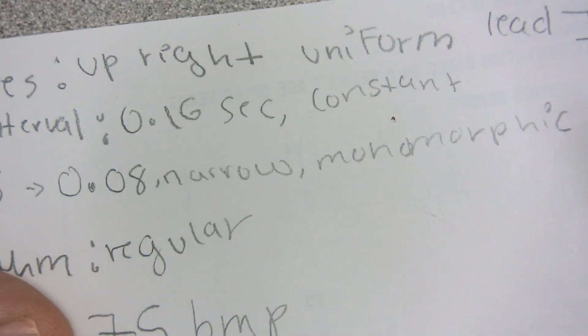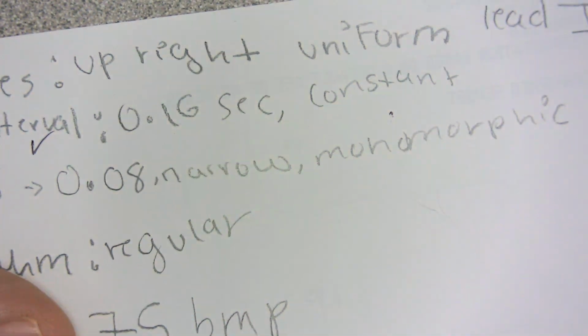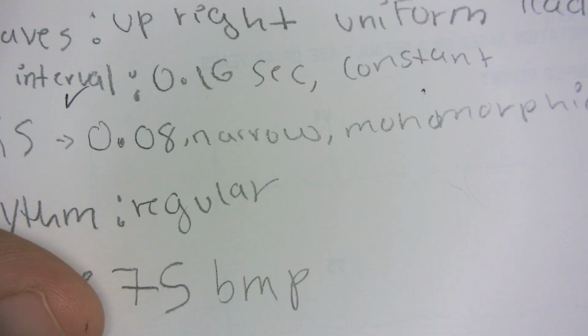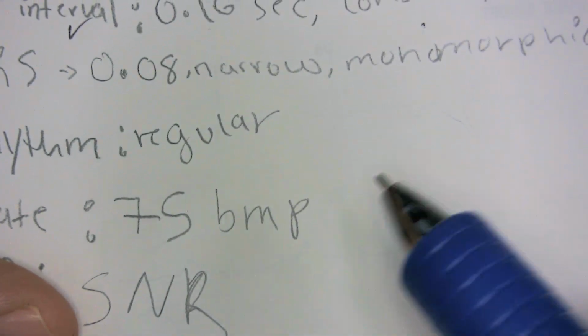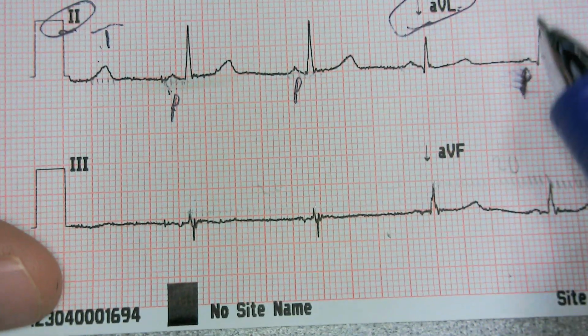So they said 0.16, good enough for me. I could definitely see why they would do that. They haven't learned the Dr. Perkins method yet, right? Blowing way up. All right. So 0.08 seconds, narrow monomorphic. All right. Let's see if they're telling the truth or if they've gone crazy.